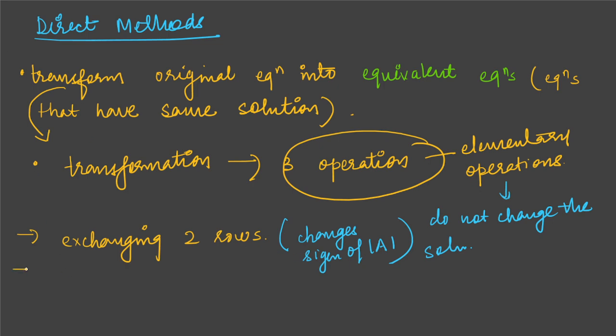Then our next one is multiplying an equation by a non-zero constant, in any equation. If I multiply our ith row by lambda, what will happen to the determinant? The determinant is also going to be multiplied by lambda. So if it is non-zero, it is going to be non-zero again. And the third elementary row operation, I'm writing it in a very short way because all of you are already familiar with these kinds of things.